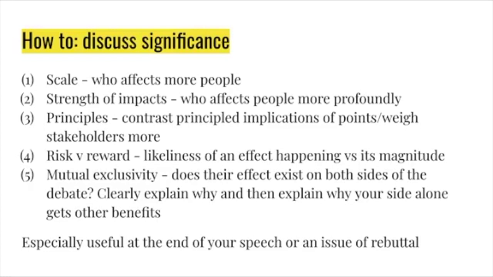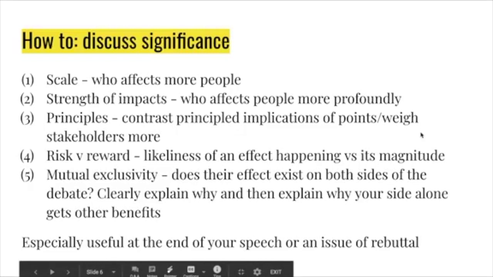Thirdly, we have principles. So this is where we unpack the principled implications of points or stakeholders. So for instance, we often care about vulnerable stakeholders more, and explain why that principled claim, that we should care about vulnerable stakeholders more, outweighs the other team's point. So an example of that could be, we're in a debate where one side gets benefits for children, the other side gets benefits for adults. We could make the claim that we should prioritize children because they're more vulnerable, they have less choice about the world, and adults are able to self-determine in a way that children can't. So that's a principled claim that helps us discuss significance.